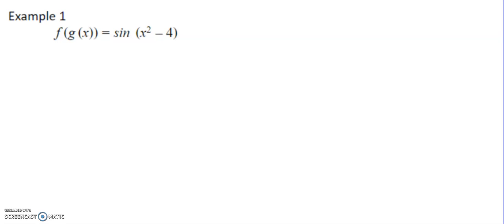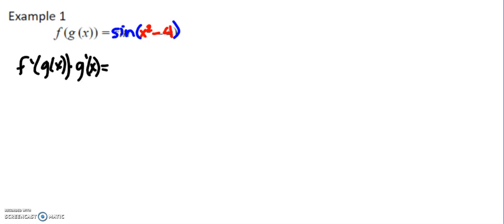Your packet has a typo. It says sine. We're not going to take sine. We're just going to take the sine of x squared minus 4, and we're going to work to find the derivative. So when I think about the sine of x squared minus 4, I see a polynomial function, and I see the sine function. So to take the derivative, f prime, I don't necessarily love that notation. I'll write it all out. F prime of g of x times g prime of x. I'm going to take the derivative of sine, which is cosine, and I'm going to leave the inside alone.